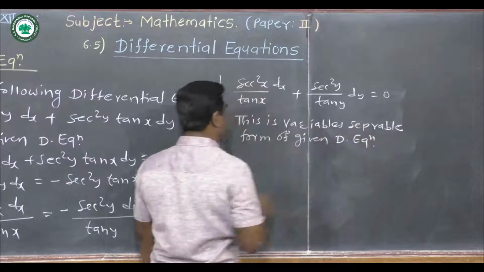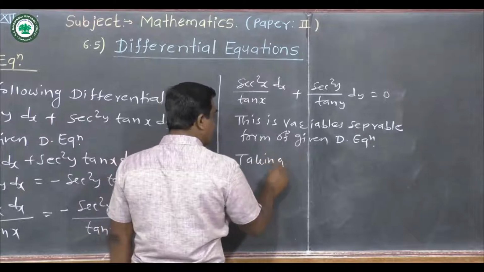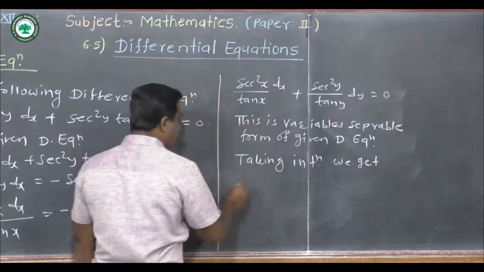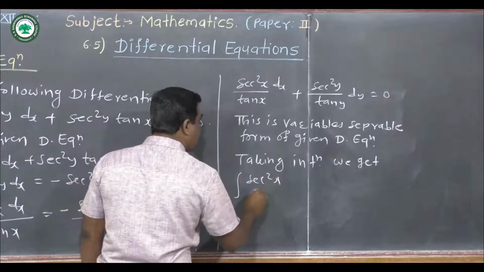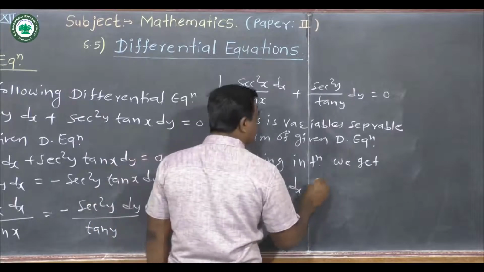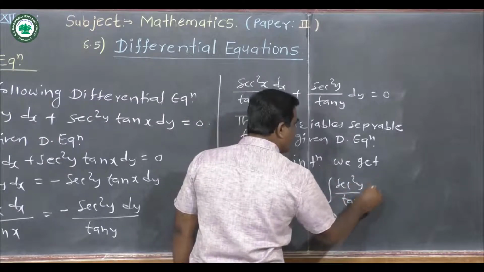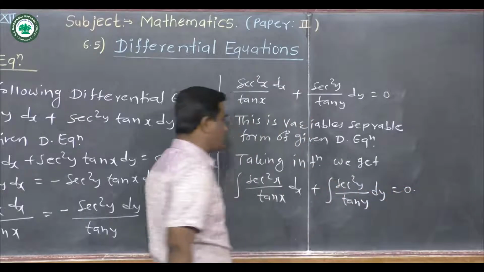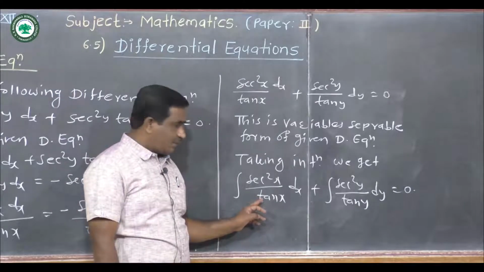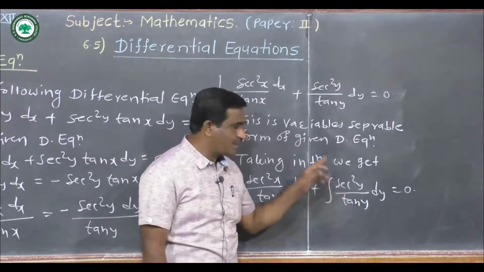Now taking integration, we get integral of sec square x upon tan x into dx plus integral of sec square y upon tan y dy is equal to 0. Now here the numerator is the derivative of the denominator: derivative of tan x is sec square x and derivative of tan y is sec square y.